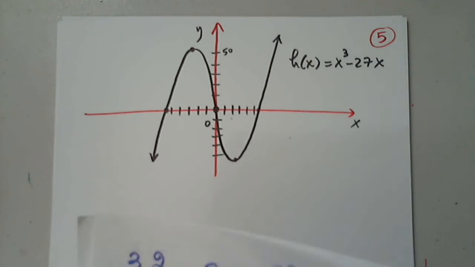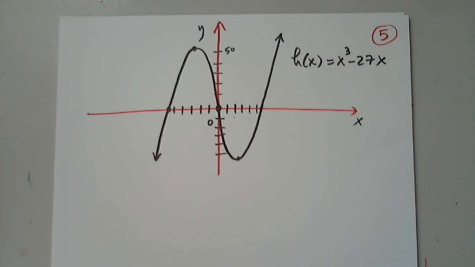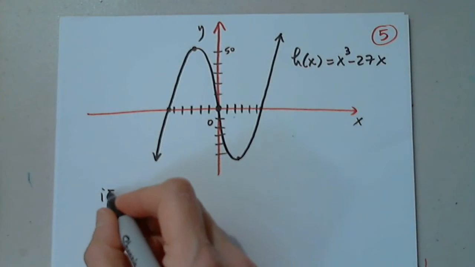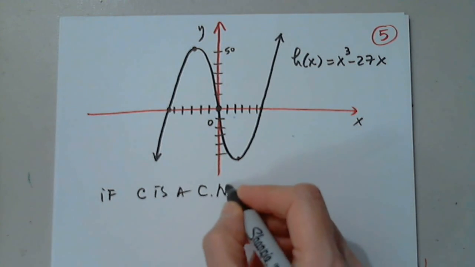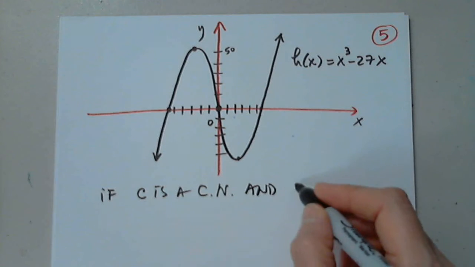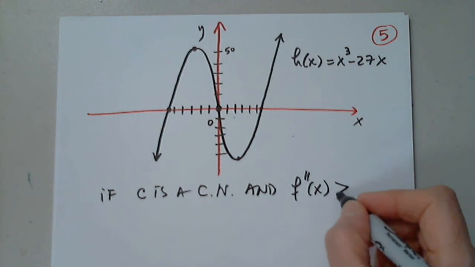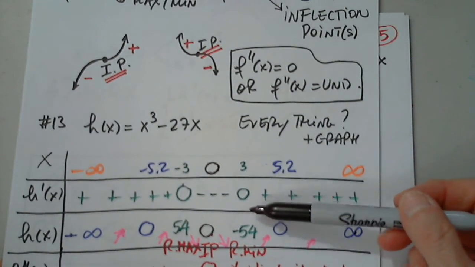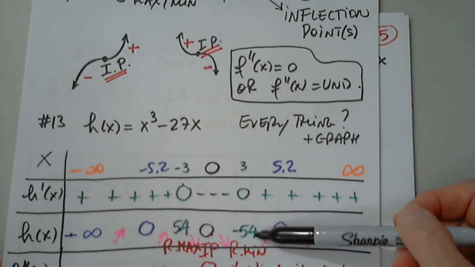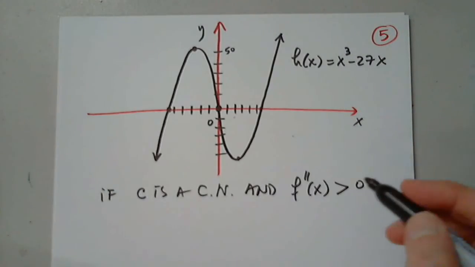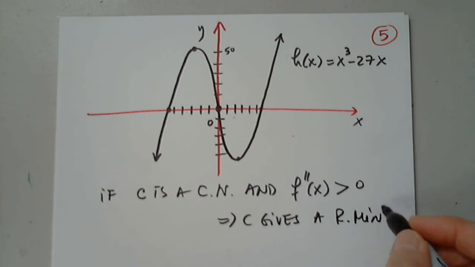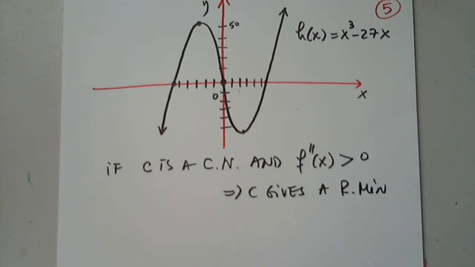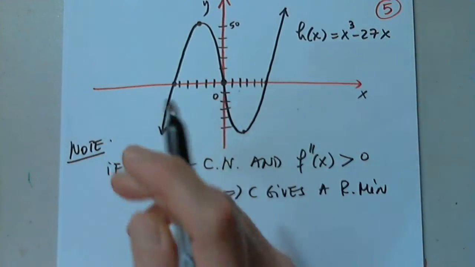So in short, let me just write what I just said. If C is a critical number and f double prime is positive, that is a relative minimum. C gives a relative min. So this is like a note if you want. It's the second derivative test.